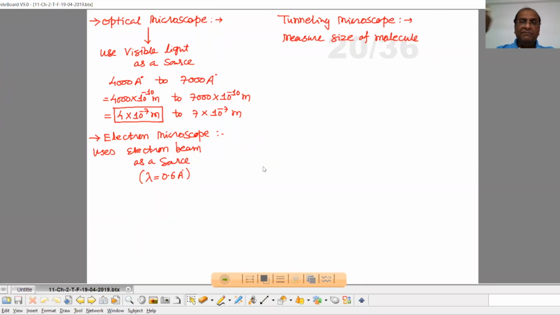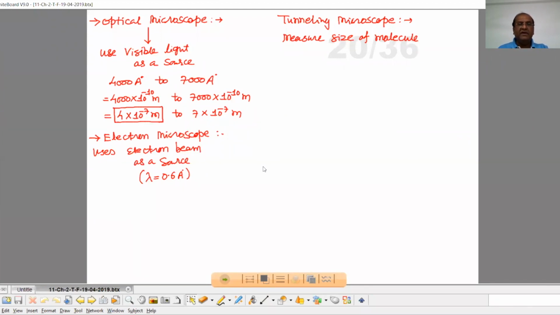So the minimum measurement which is possible with the help of a given instrument is called its resolution. Remember this word, that is called its resolution. Or it can also be said that it is called its least count. Minimum possible measurement with the help of a given instrument is called its resolution or least count.